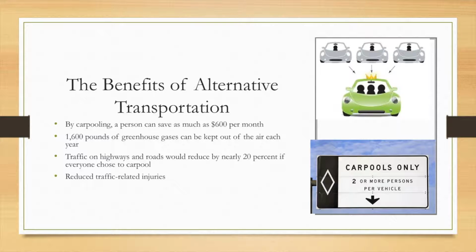In addition, 1,600 pounds of greenhouse gases can be kept out of the air each year if everyone were to bike. From studies, it shows that just 1% of the driving population switching to bikes would translate to a 2 to 4% reduction in mobile emissions. A move to any of these transportations could ultimately help clear up the planet's air, land, and water supplies.